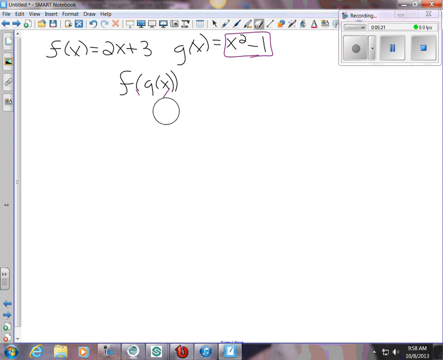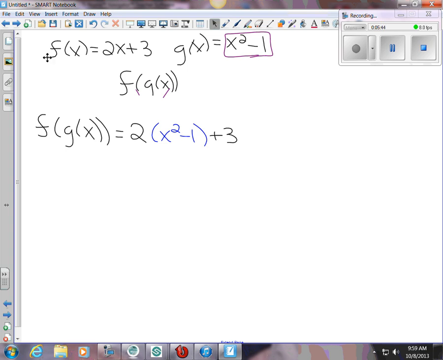Okay, so here we go. Here we've got f of g of x. That's what we want to find. Agreed? All right, so we've got our f of x, which is 2x plus 3. So we've got 2, and instead of writing x, I'm putting x squared minus 1. And then I have to add 3. So all I did was I took g of x and I put it in for x. Simply substitution. Now, am I going to leave it like that? No, I'm going to distribute. Very good.